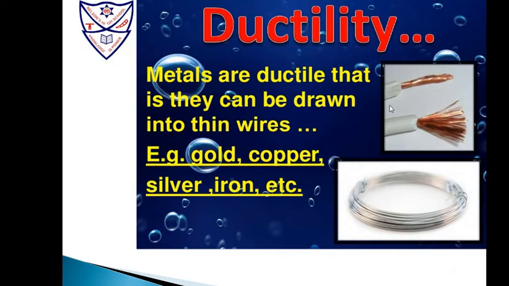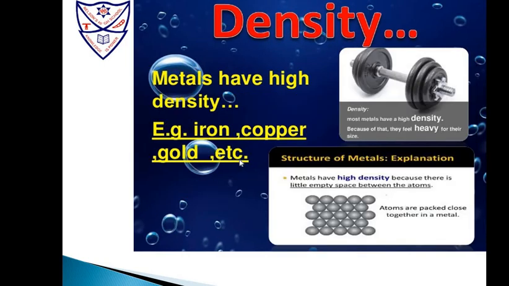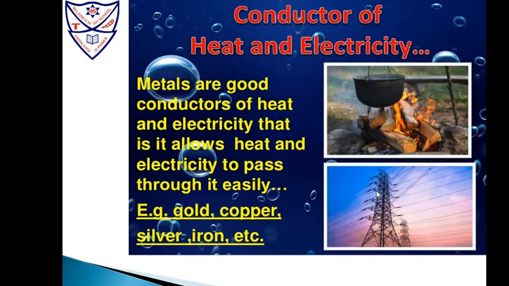Next property is ductility. What is ductility? When you hammer and stretch metal, it gives a thin wire. Metals are ductile. They can be drawn into thin wire, like copper wire, silver wire, iron wire, gold. Making wire is ductility. Metals have a high density, meaning they are very heavy. As you can see, there is no space or little space between the atoms, so metals have a high density.